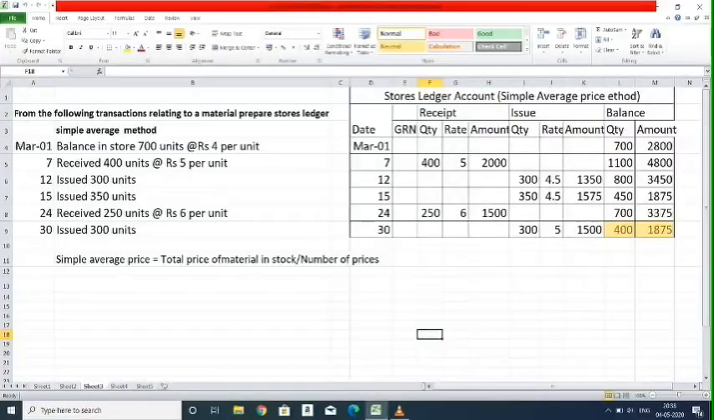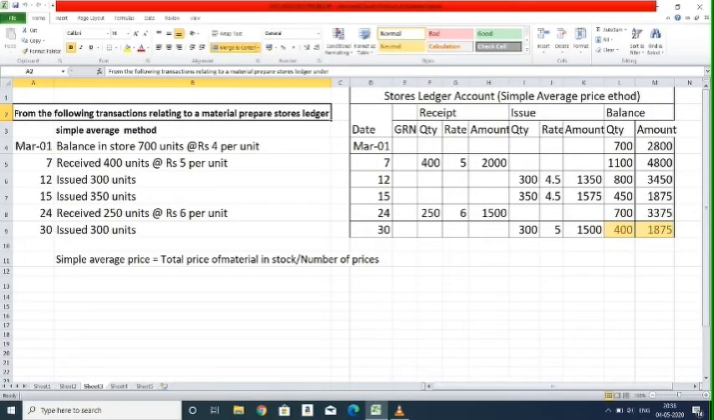In this session, we will prepare one storage ledger by using the simple average price method. Our question is this: from the following transactions relating to a material, prepare a storage ledger using the simple average method.